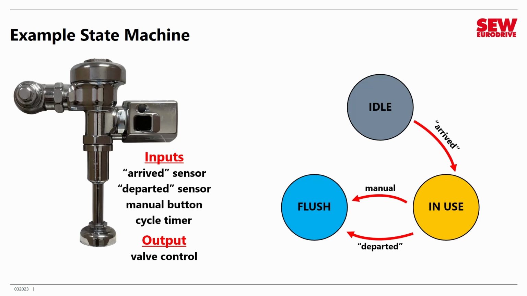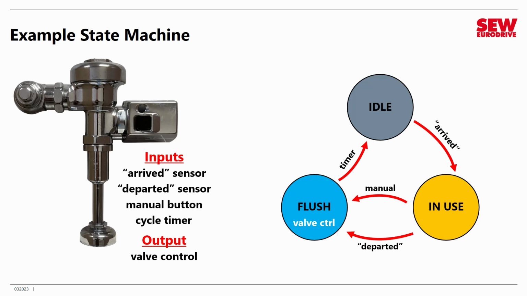Now, when you go into the flush state, the first thing that's going to happen is it's going to actuate the valve control to start flushing, and then it's going to start up the cycle timer because that determines how long it flushes. Maybe it flushes for 5 seconds or something like that. So it starts the timer, and what will happen is when the timer runs out, it will trigger a signal to go back to the idle state. So it will transition out of flush back into idle.